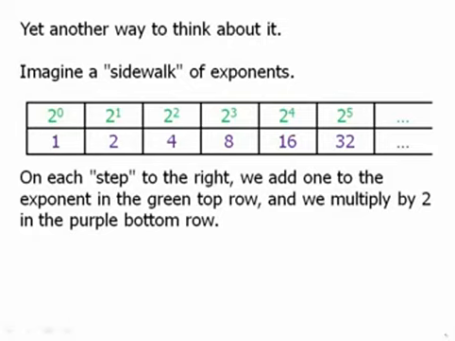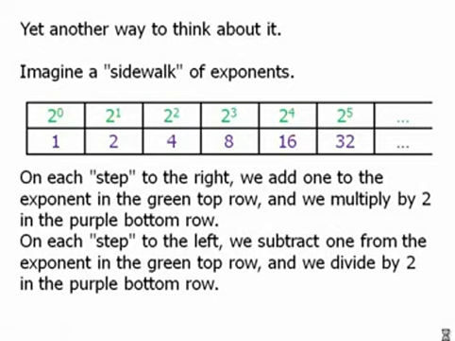As we move to the right, what's happening is we add 1 to the exponent. So the exponent is increasing in the green row at the top, and we multiply by a factor of 2 in the bottom row. To go from 1 to 2 to 4 to 8 to 16, each step we're multiplying by 2. Each step to the left, we subtract 1 from the exponent, and we divide by 2 in the bottom row. So if we start at 2 to the 5th and 32, as we start taking steps to the left, we're subtracting 1 from the exponent, and we're dividing the purple number in the bottom by 2.